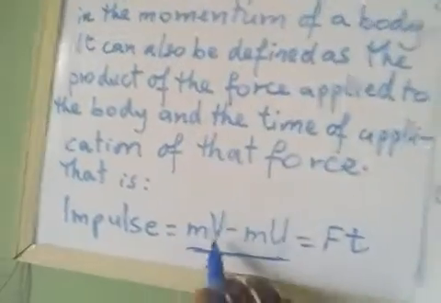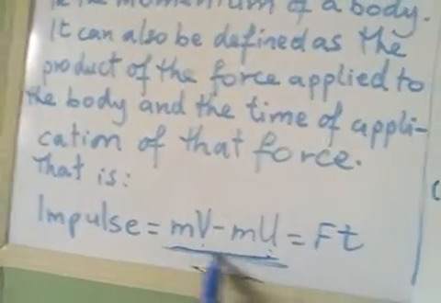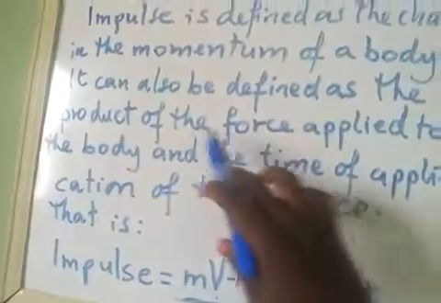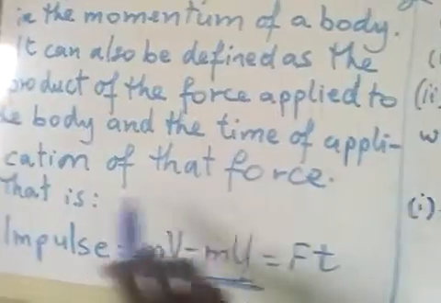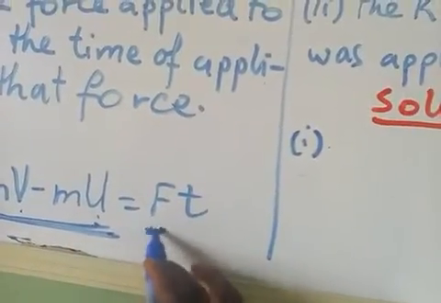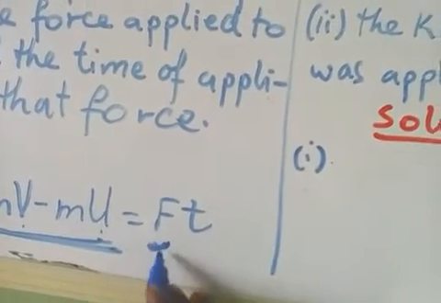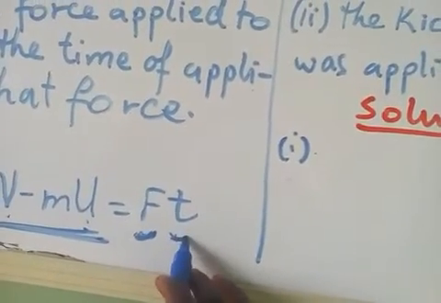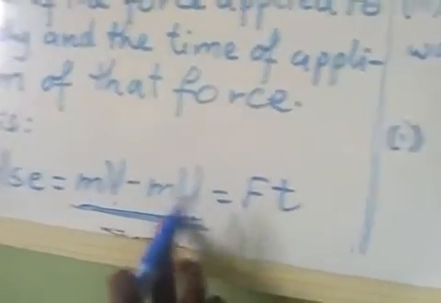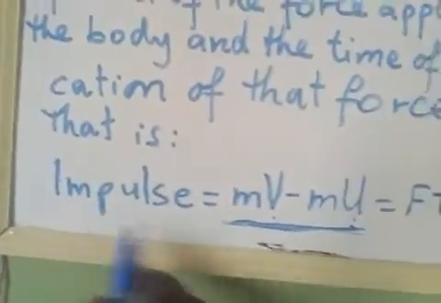That is the expression for the impulse in our first definition, which is defined as the change in the momentum of the body. But we also said that it's defined as the product of the force applied to the body and the time of application of that force. That is, this force F is the resultant force, the net force applied to the object, times the time of application. So these two expressions are equal, and these two expressions are used to calculate the impulse of a body.